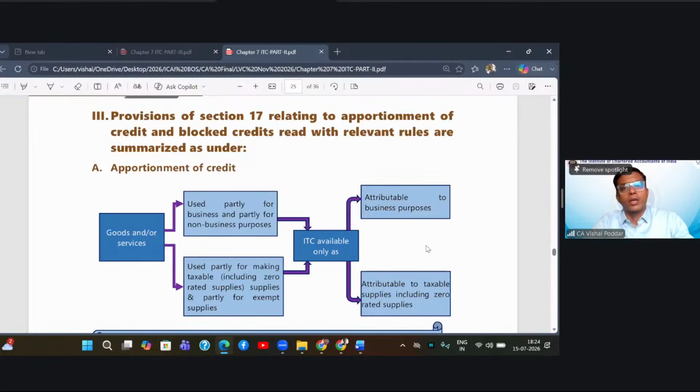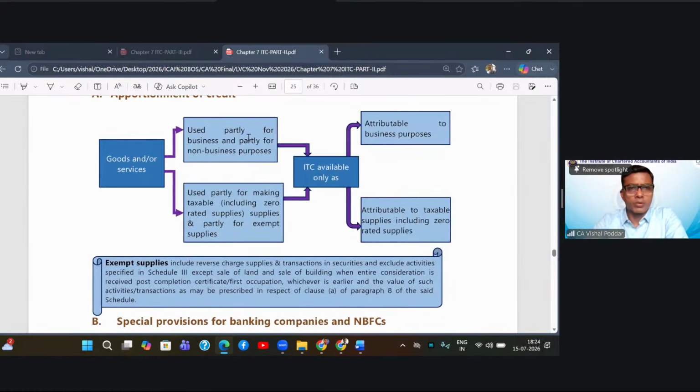Section 17 deals with two things, either proportionate credit or blocked credits. So one, Section 17 says you can claim credit but not fully, partly, proportionately. Two, Section 17 says in some cases you cannot claim credit at all, which is called block credits. Let us understand both of these. So first is where Section 17 says you will be allowed credit partly, proportionately.